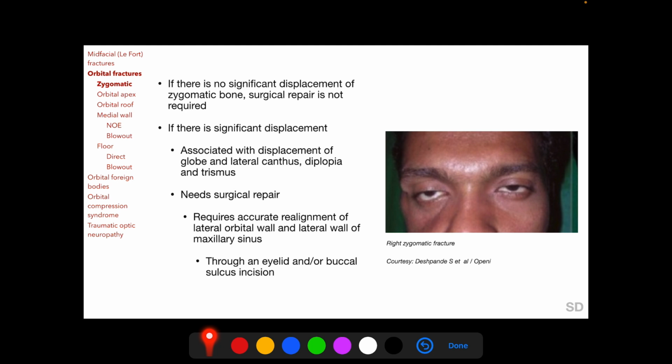Significant displacement needs surgical repair, in which accurate realignment of the lateral orbital wall and lateral wall of the maxillary sinus are indicated, and this can be done through an eyelid and or buccal incision. Incisional approach to the orbit will be discussed in the next session when we deal with orbital surgery.